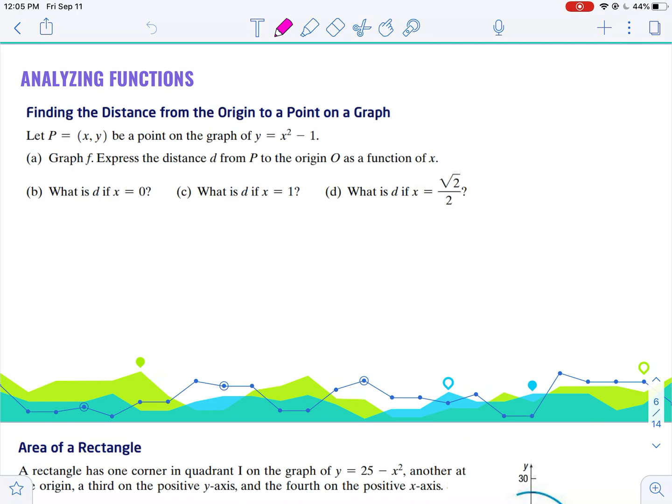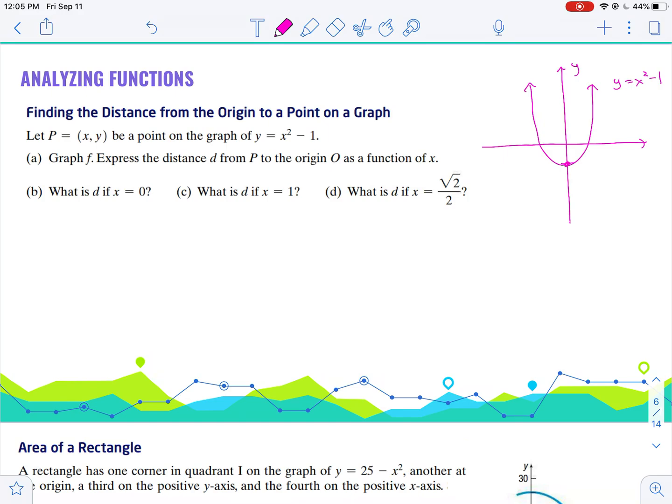So let P be some point on the graph xy, and it's a point on the graph x squared minus 1. Graph f. So we're going to graph that function. So you guys should remember that is a happy parabola that moved 1 down. So we're just going to make a happy parabola. We're going to sketch them in, and here's my happy parabola 1 down. So that's y equals x squared minus 1.